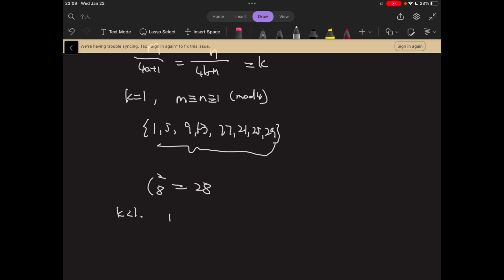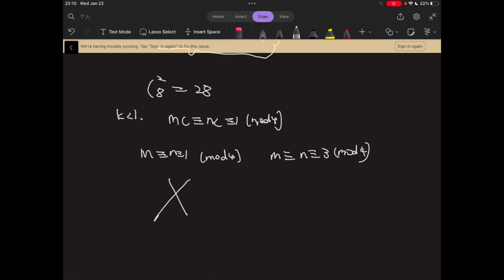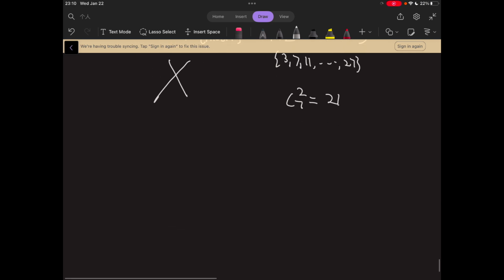Now, if k is less than 1, by multiplying m and n with the same constant, 1 over k, we have mc mod 4 is equal to nc equals 1. Then either this exists or this exists, because if you want mod 4 equals 1, you have to be an odd number. Now this we already counted, so we don't count it here. And then here, we count this. There are 7 numbers, you choose 2, which we get the total number is 21.